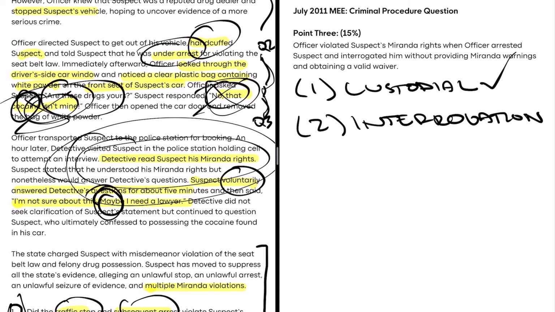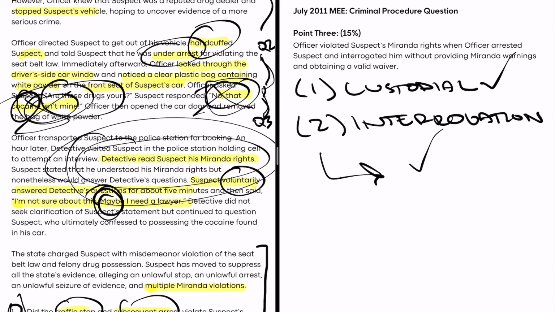So definitely in custody. And a person, remember, is subject to an interrogation when the police know or should know that their words or actions are likely to elicit an incriminating response. Well, here our police officer asked the guy, "Are these drugs yours?" That's, of course, likely to elicit an incriminating response. You're asking whether someone has committed a crime, so that would constitute an interrogation. So both elements were satisfied. We have a custodial interrogation being conducted.